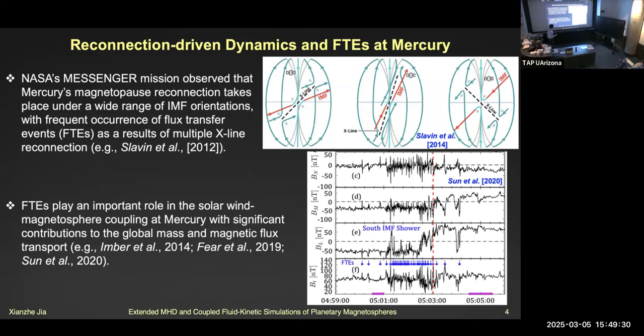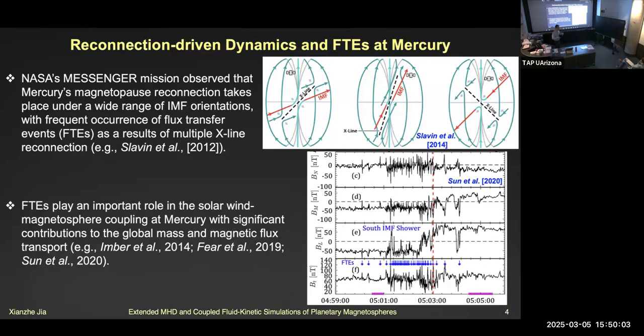And this, at the bottom, is just an example from Messenger observations where you can see all these spikes and dips, and all these have been identified as so-called FTEs. Each one of these blue arrows represents a flux rope that has been identified in the Messenger magnetometer data. And when you see so many of them, the Messenger team even tagged this with a term called FTE shower. So it's a shower event. There are so many. The average separation between the neighboring events is only a couple of seconds.